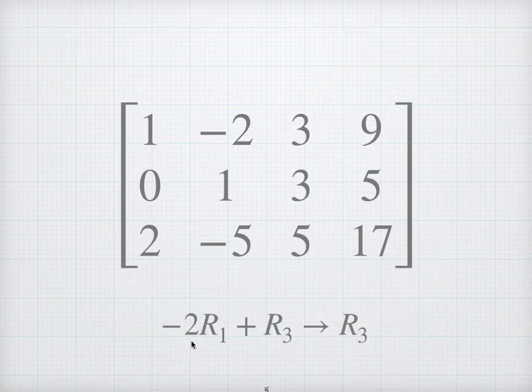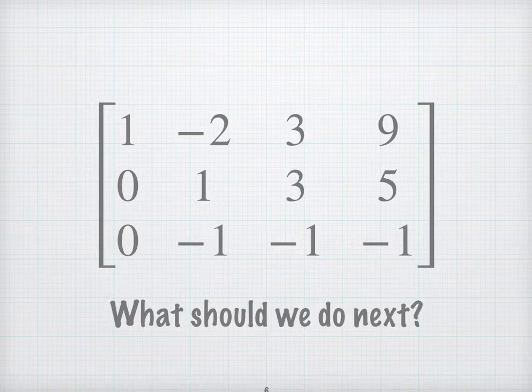I thought it'd be a good idea to take -2 times row 1 and add it to row 3 to get our new row 3. Notice when I do that, I'm going to end up getting a 0 right here in row 3, which is what I really want to do. So this is my new transformed matrix. What do you want to do next?